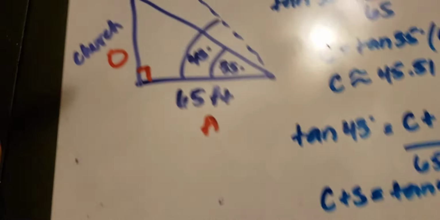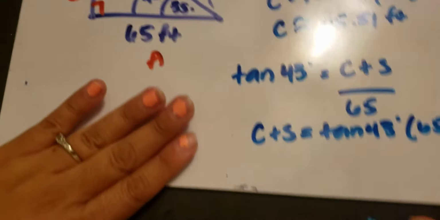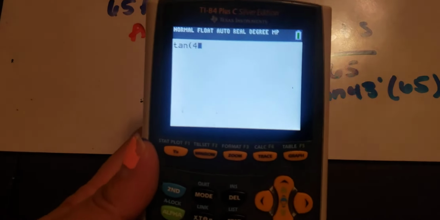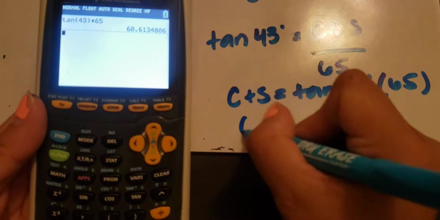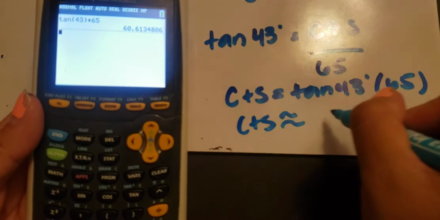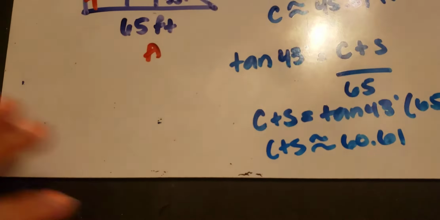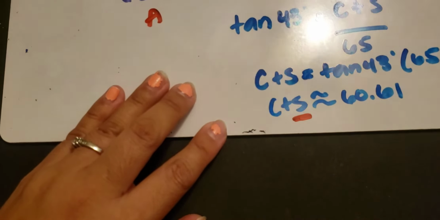This will give me that entire length right here, or height. So let me put that in the calculator. So tangent of 43 times 65 will give me approximately 60.61. So C plus S will give me approximately 60.61. But now remember, I don't want the church plus the steeple. I just want the steeple.